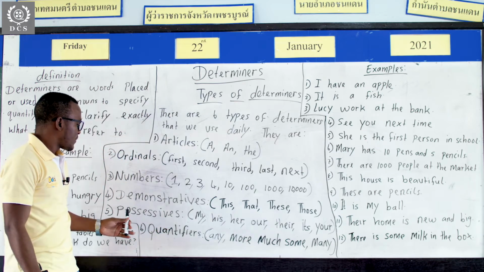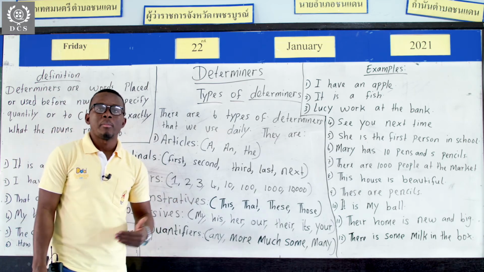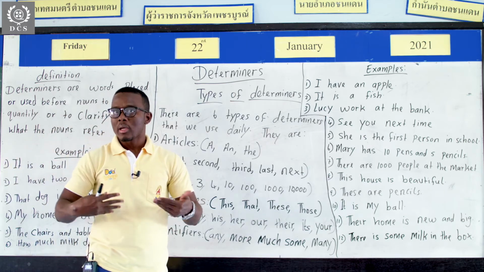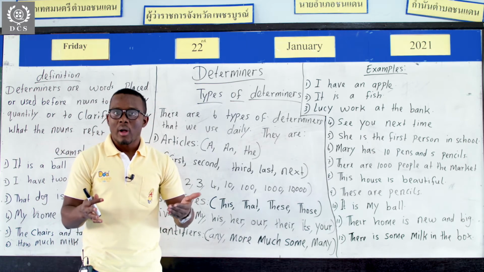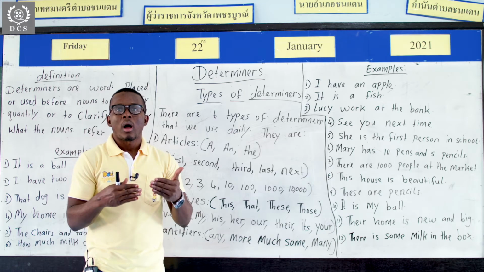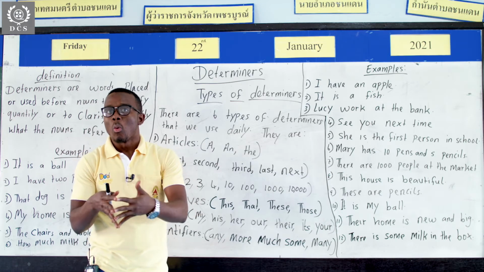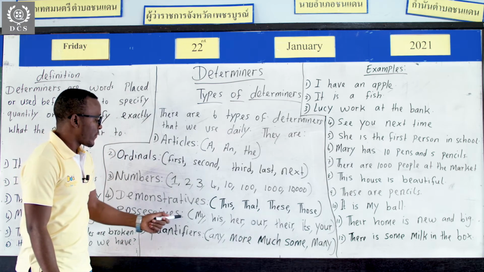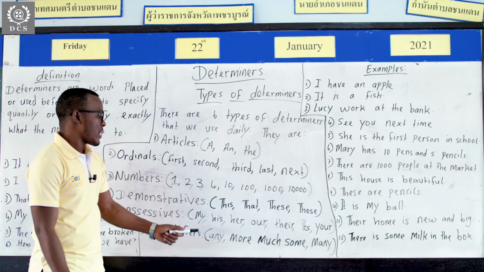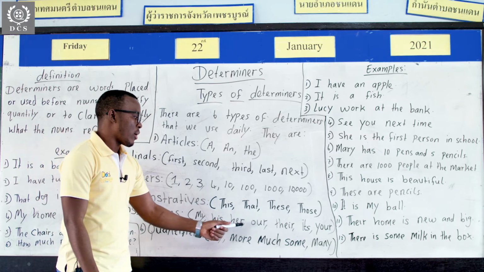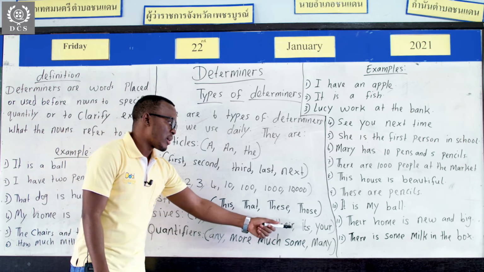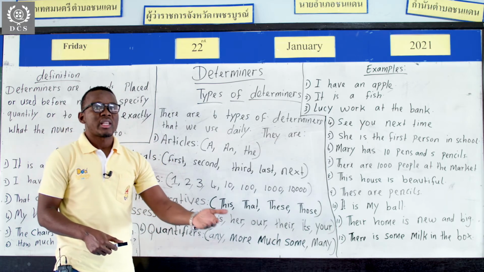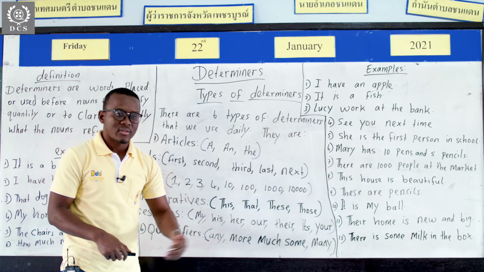The next one is possessives. Possessive determinants are used to show belongings. They are used to clarify belongings, what belongs to who. So we have possessive determinants: my, his, her, our, their, its, your. They are used to show possession or belongings, right?